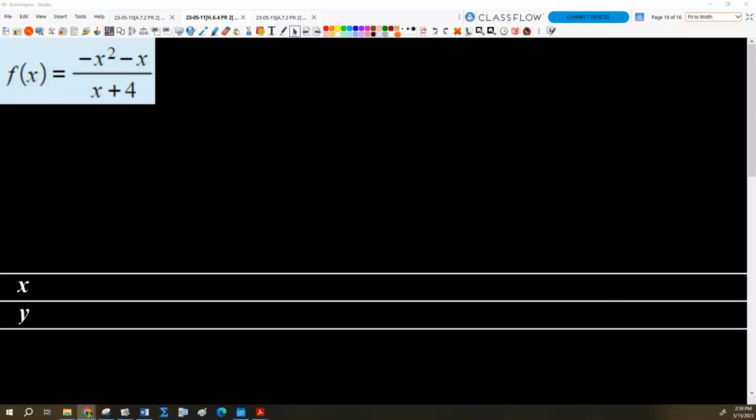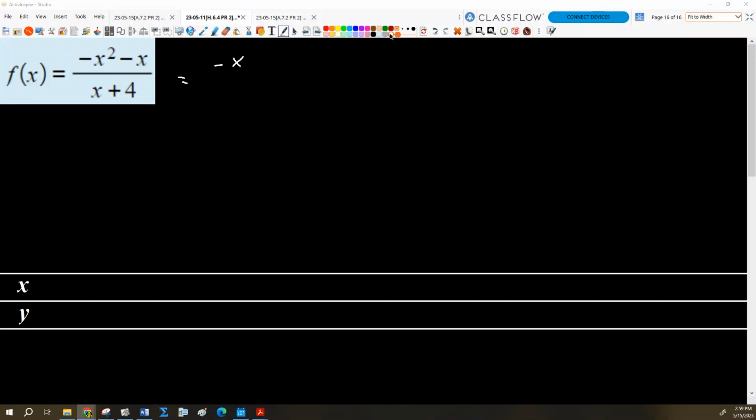All right, so I want to go through one quick example, and then I'm going to turn you loose on this assignment, the graphing rational functions assignment. Okay, so what do we do here? What's our strategy? What's one thing we can do? Okay, we could factor. Yeah, we could factor the top. What could we factor on the top?